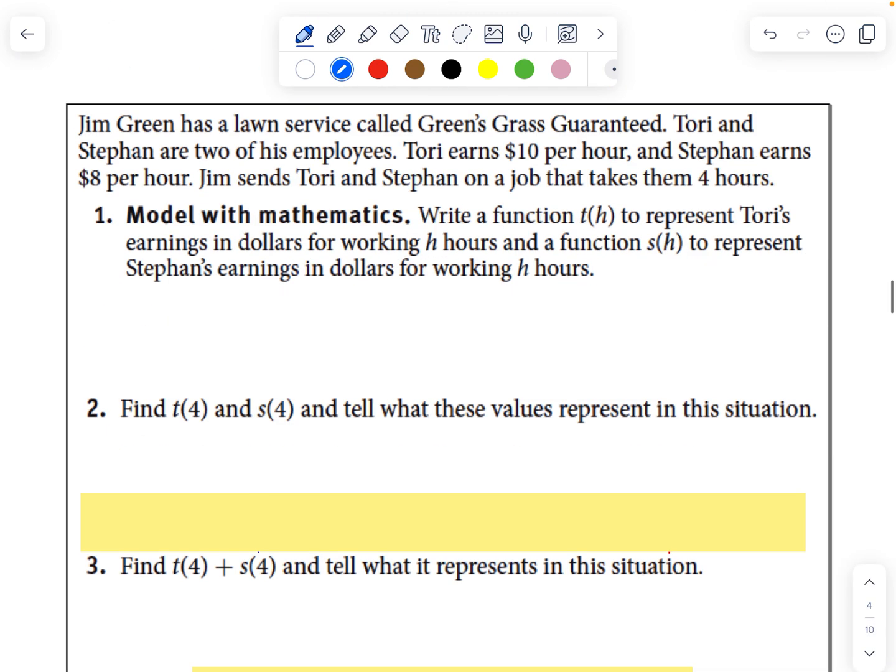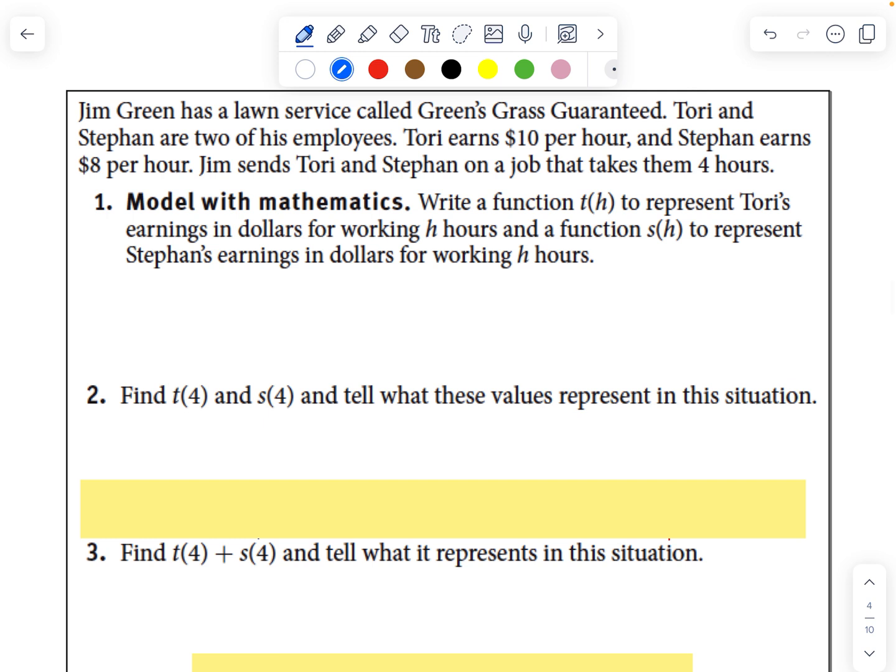Okay? So we're going to start off with a small little word problem here to set up the operations of functions. It says Jim Green has a lawn service called Green's Grass Guarantee. Tori and Stefan are two of his employees. Tori earns $10 per hour and Stefan earns $8 per hour. Jim sends Tori and Stefan on a job and it takes them 4 hours.